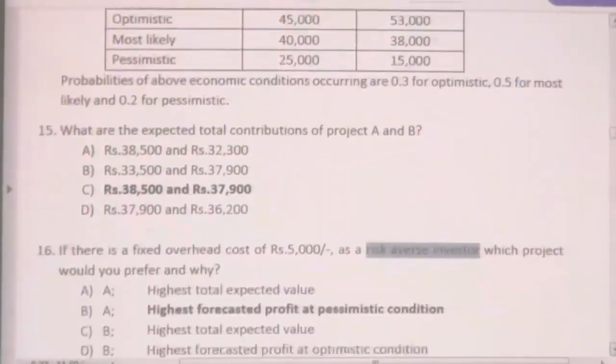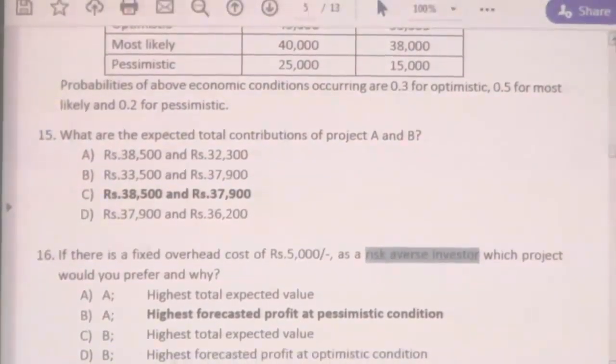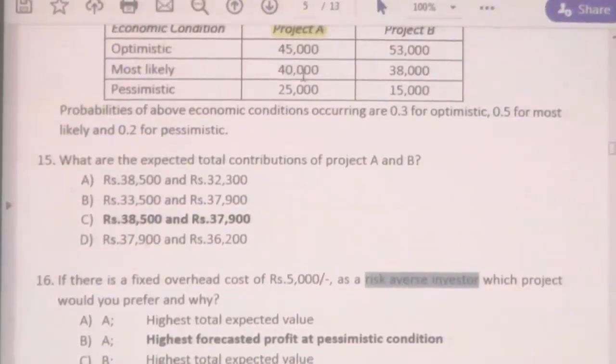See question number 16. Now these are the two projects, project A and project B, right? Projects A and B have three economic conditions. In our previous example we had three projects; now here we have two projects and three economic conditions. They say there is a fixed overhead cost of 5,000. That fixed overhead cost is applicable everywhere, so it is not a matter to consider, because it is always 5,000 everywhere.